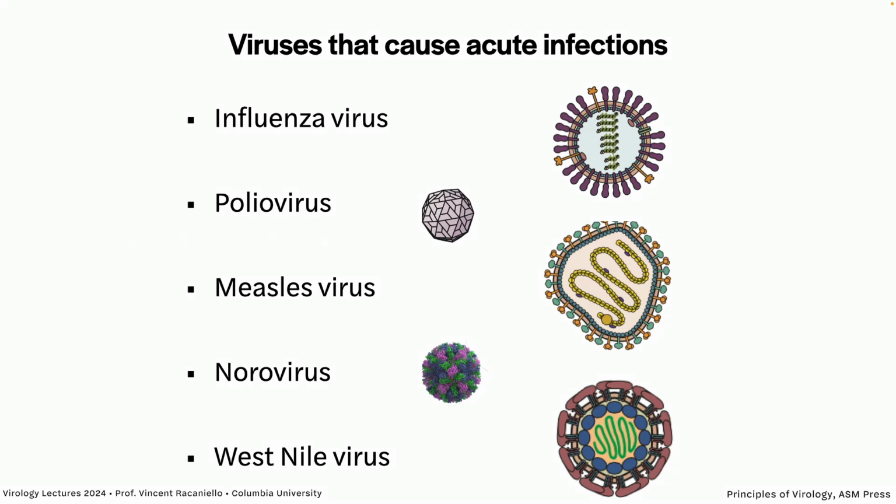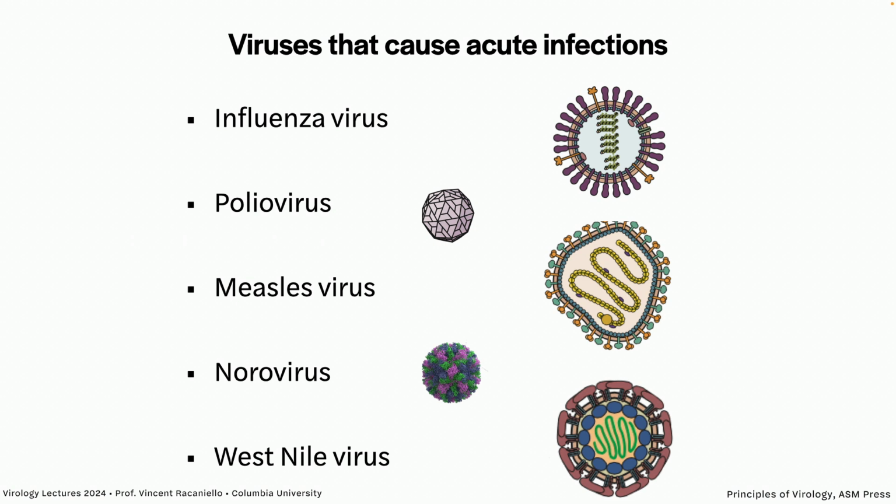We're going to talk about 5 viruses that cause acute infections. I don't have SARS-CoV-2 here. It also causes an acute infection, but that is going to be later in the course. We're going to have a separate lecture about 2 pandemics, HIV/AIDS and COVID-19, in one lecture. Today: influenza virus, poliovirus, measles virus, norovirus, and West Nile.